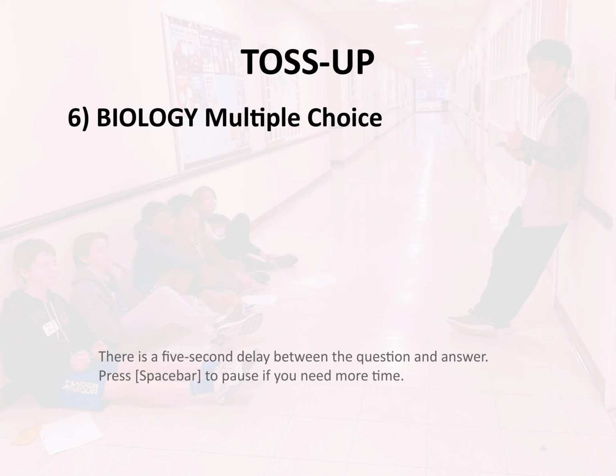Toss-up 6. Biology. Multiple choice. Which of the following is an example of commensalism? W. A hummingbird drinking from a flower. X. A tapeworm living in a host intestine. Y. A clownfish living in a sea anemone. Z. Egrets foraging among cattle fields.